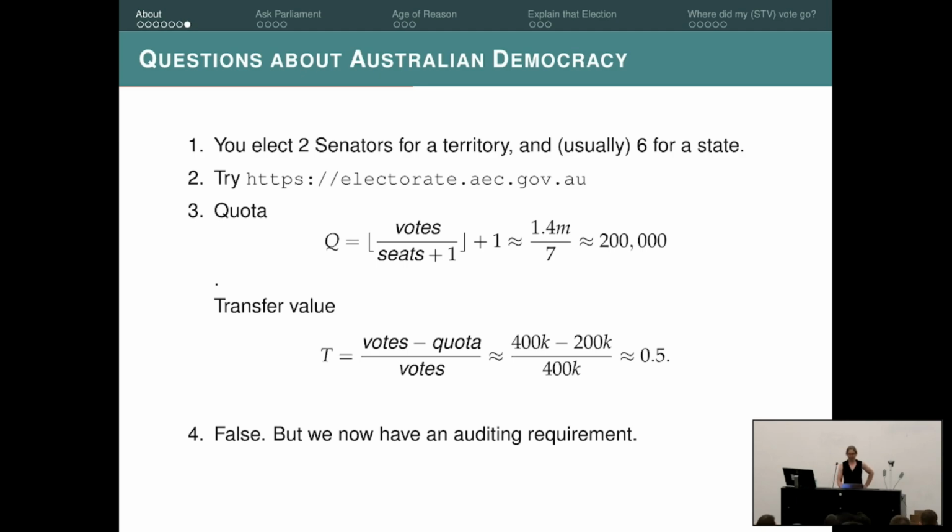We could give a whole talk just about this, and I'm going to be disciplined and move on. But at least now we have an auditing requirement, right? We do actually have improvement. Now at least they have to go and fish some paper ballots out and compare them with their database.